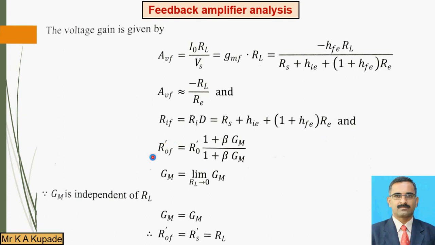Similarly, R'oF is obtained by using Ro and R'o into 1 plus beta Gm divided by 1 plus beta Gm. So by using that we can calculate it. Gm is, again considering this limitation, independent of this RL. RL is not there. So Gm is equal to Gm again. So from that we can get RoF is equal to R's is equal to RL. So you can see what is considered here: by using different parameters, you can calculate these.